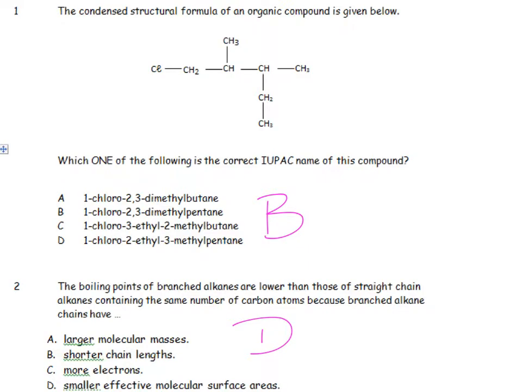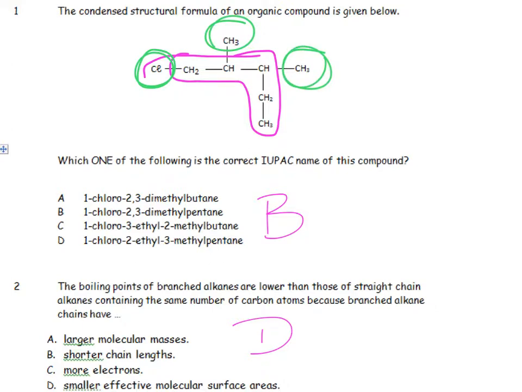The condensed structural formula of an organic compound is given below. If we take a look, we can get the longest carbon chain is over there, which means that we have got a chlorine hanging off, a methyl hanging off, and another methyl hanging off. So we've got a carbon chain that is 1, 2, 3, 4, 5. So it's going to be pent-something or other. Pentane, it's all single bonds.